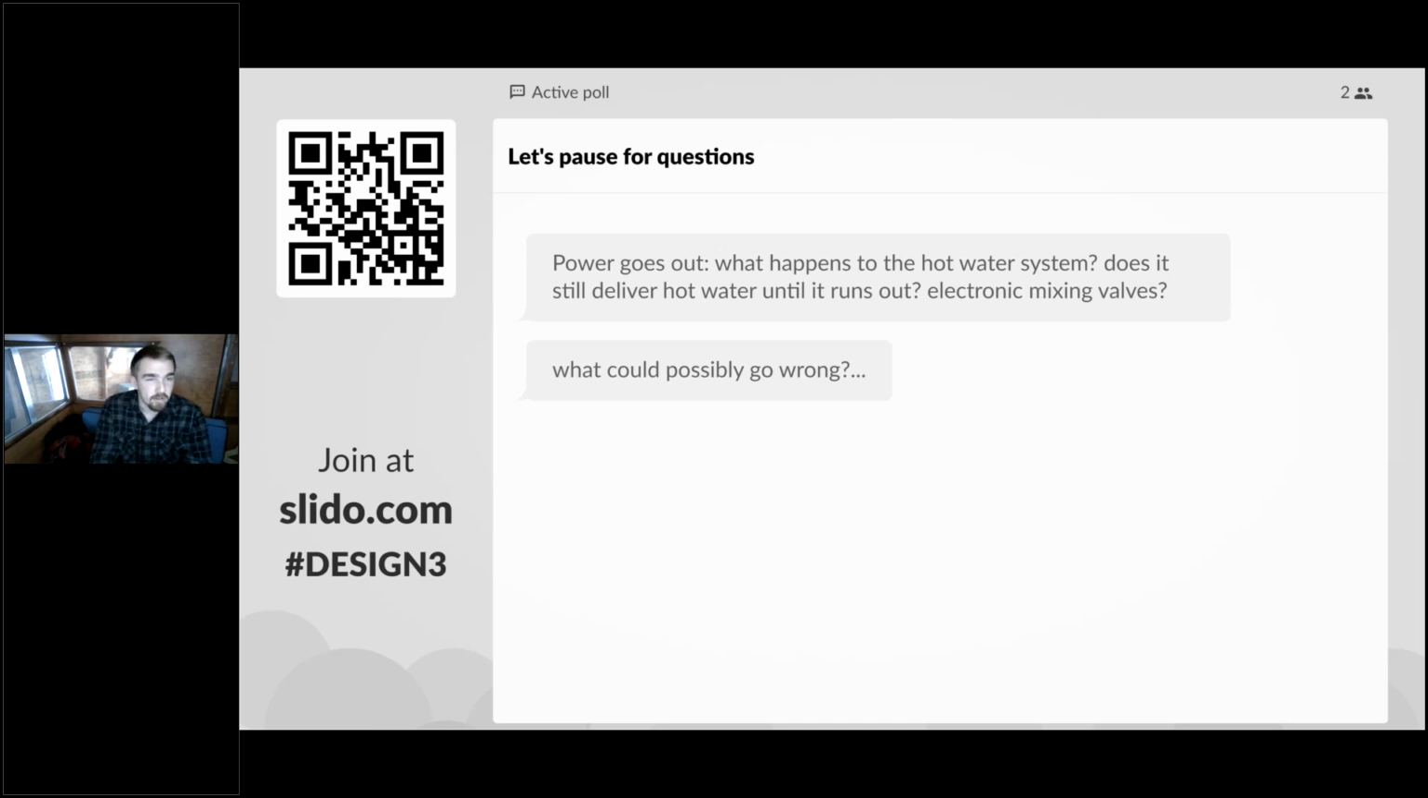Okay, power goes out. What happens to the hot water system? Does it still deliver hot water until it runs out? And what about with electronic mixing valves?